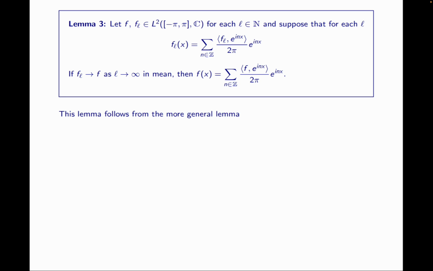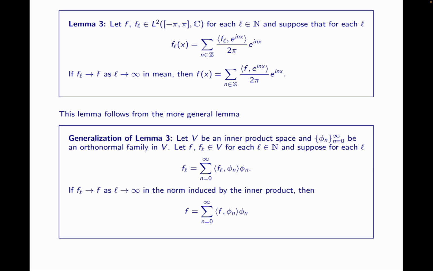And this lemma follows from the more general lemma, which says that if V is an inner product space and phi_n is a family of orthonormal vectors in V, and if f and f_L are in V for each L in the set of natural numbers, and each f_L can be expressed in the orthonormal family, then if f_L converges to f as L converges to infinity in the norm induced by whatever inner product is endowed upon V, then in fact f can be represented in this orthonormal family as well.